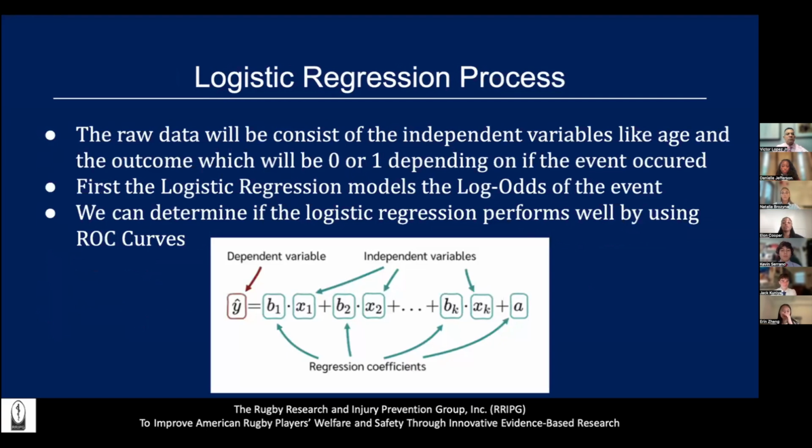When you're trying to calculate logistic regression, you'll clean up your data into categories like age, smoking habits, injury, things like that. And your dependent variable will be either 0 or 1. Then you'll put that into a calculator and it'll find the log odds of the event, which are all of these coefficients right here, these regression coefficients. We can determine if the logistic regression performs well by using ROC curves, which another intern will go into a bit later.